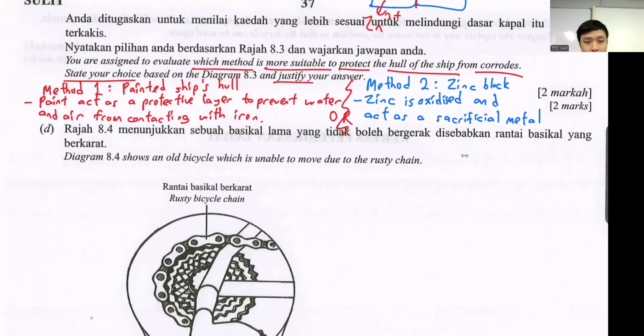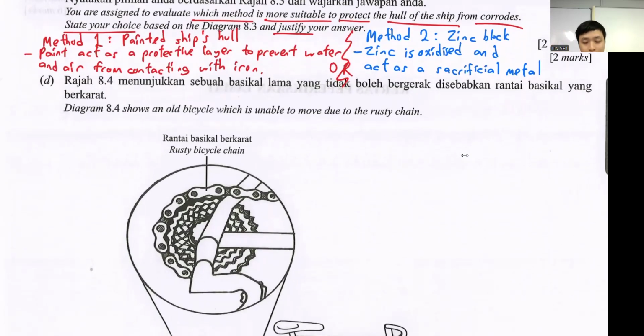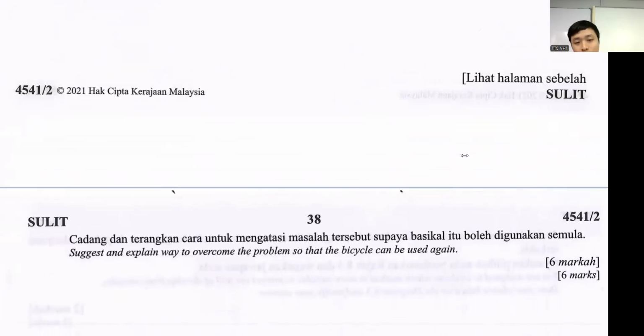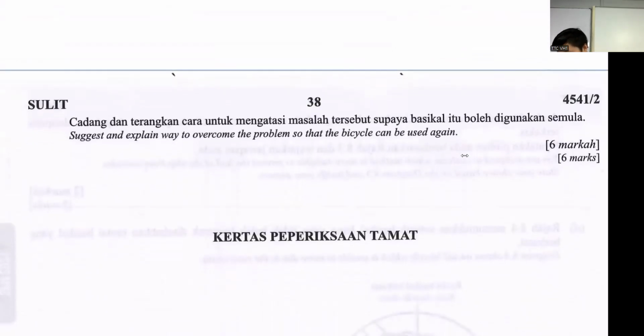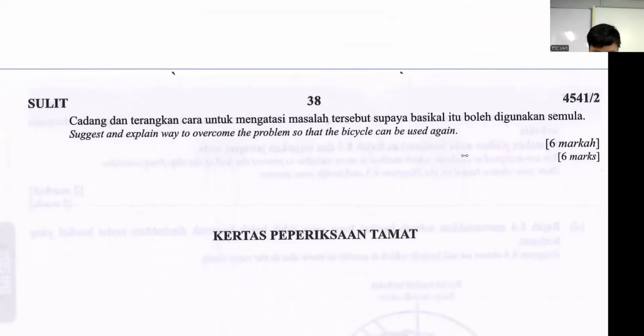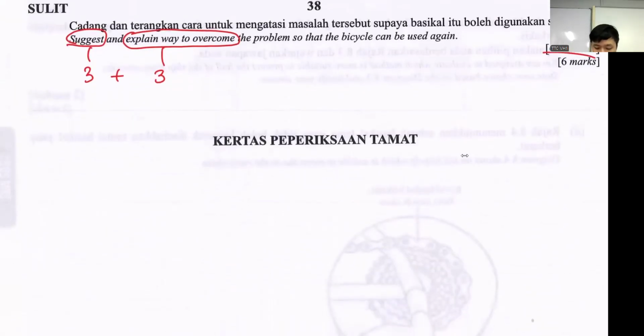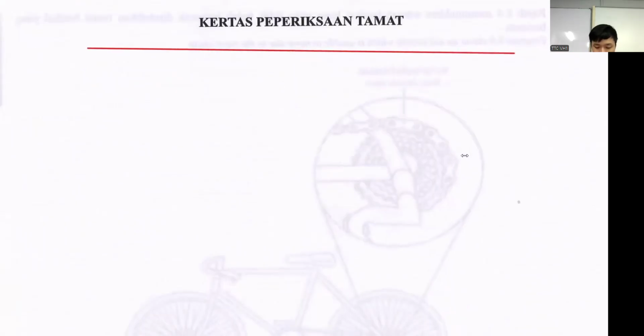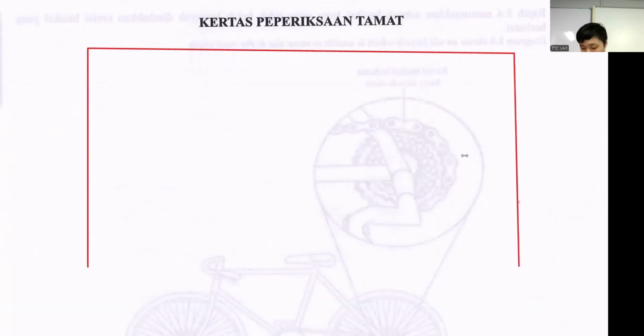Diagram 8.4 shows an old bicycle which is unable to move due to a rusty chain. They told you this bicycle has a lot of brown rust. So they ask you to suggest and explain ways to overcome the problem so that the bicycle can be used again. 6 marks means 3 suggestions plus 3 explanations. So in this case, use oil. How can you make the bicycle more beautiful again? No more rust.